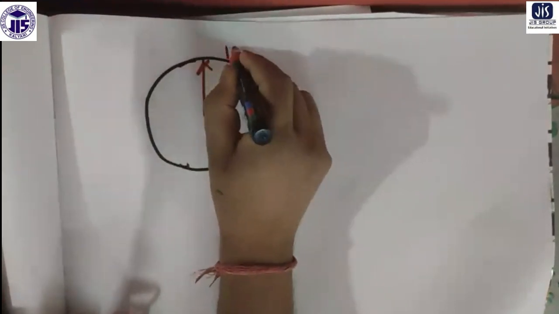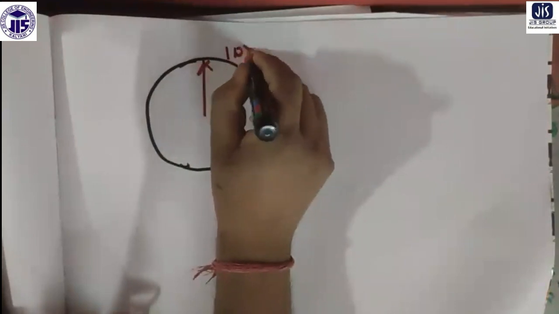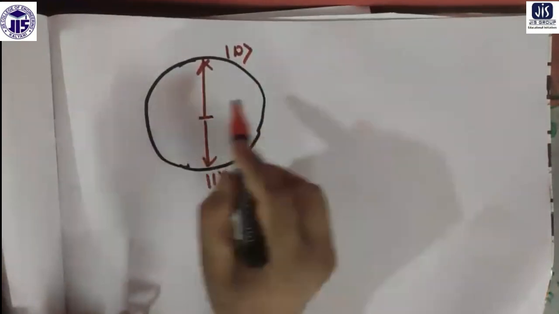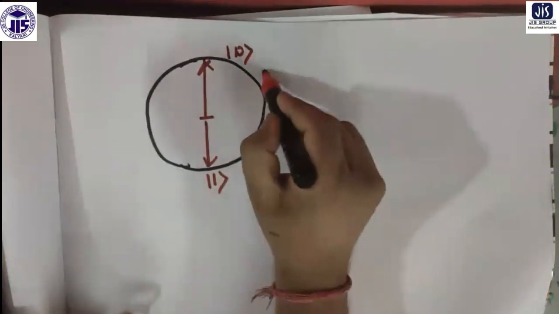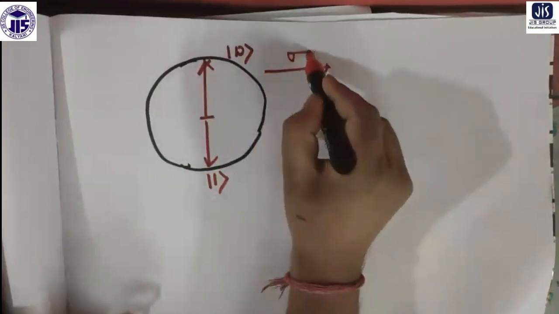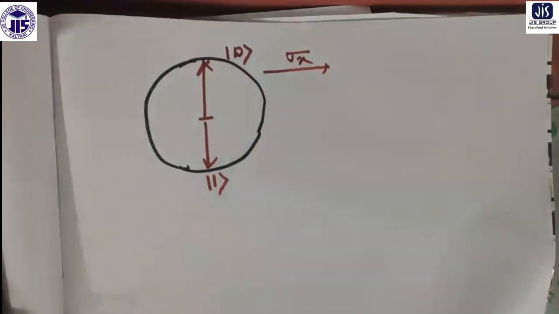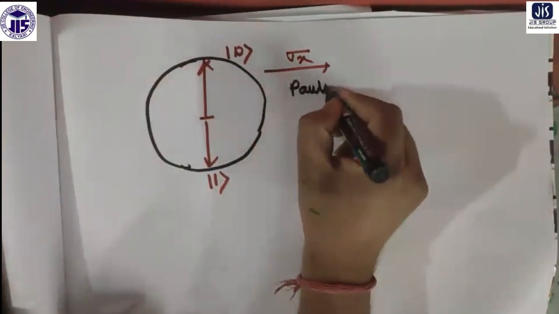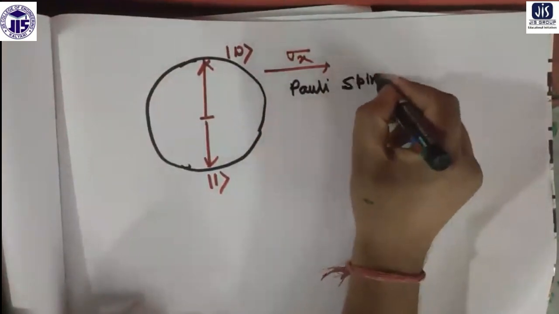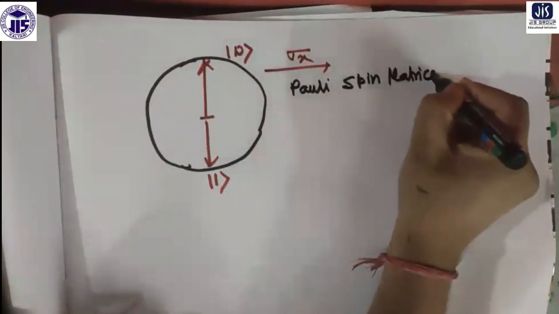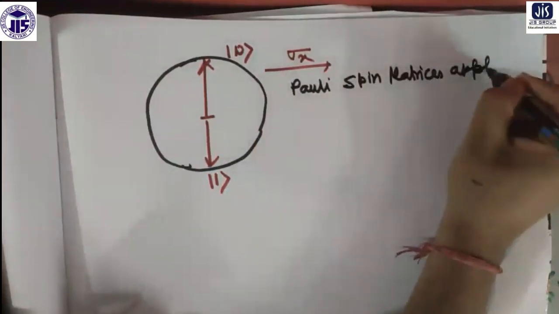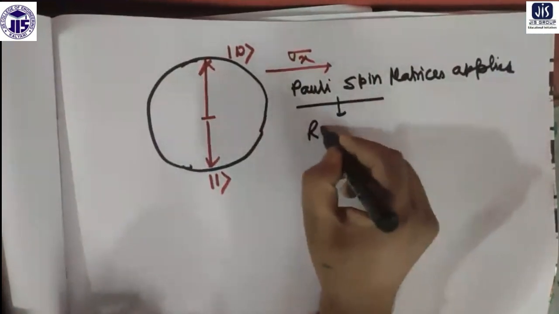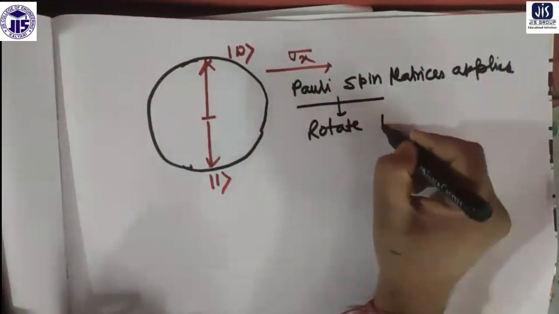This is the spin up state, and you know this is the spin down state. What I am trying to do is operate Pauli matrices. Suppose I operate sigma x on 0. Now the spin matrices are being applied. What is their job? Their job is to rotate 0 or 1.